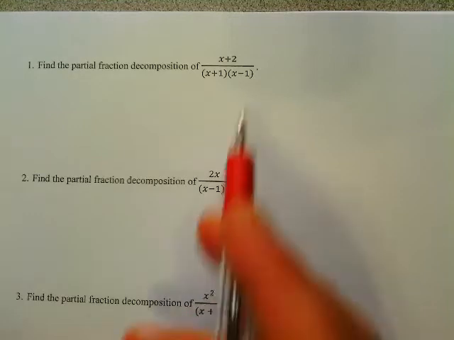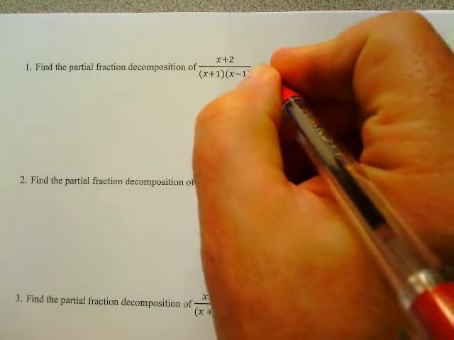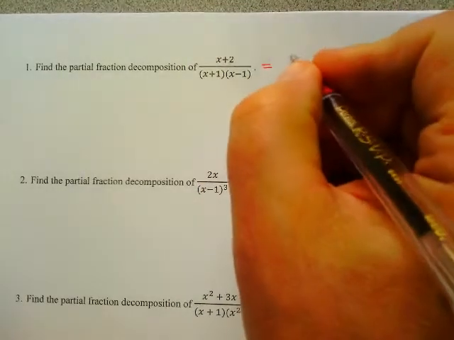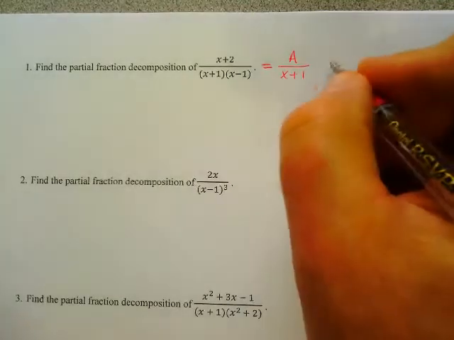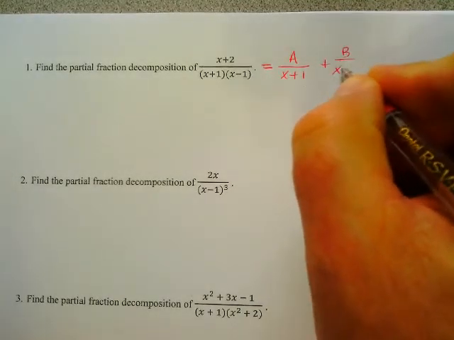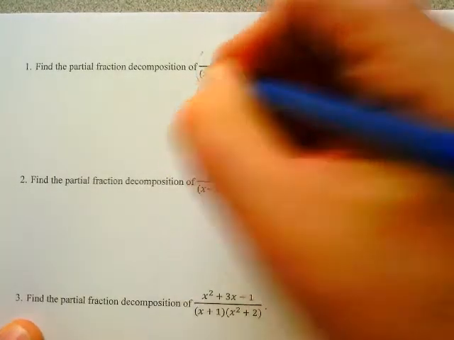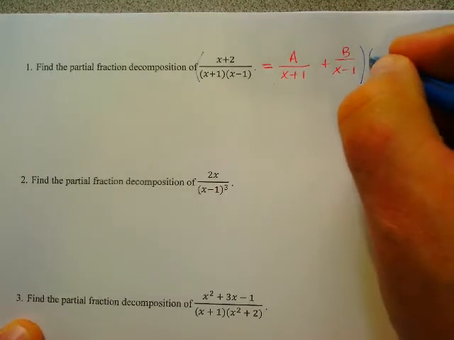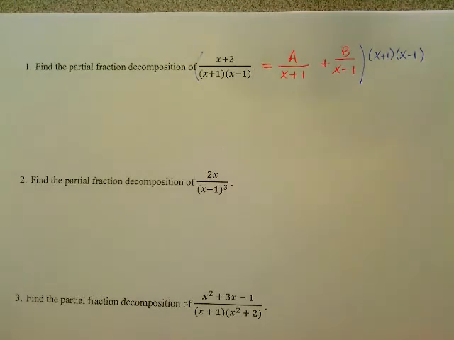Alright, so here we have already factored for us x plus 2 over x plus 1 times x minus 1, and so we're going to suggest that this will decompose into a over x plus 1 plus b over x minus 1. And so we're going to try to find the a and the b. So, like before, first thing I'm going to do is multiply the whole thing by x plus 1 and x minus 1 so that we don't have any fractions anymore.